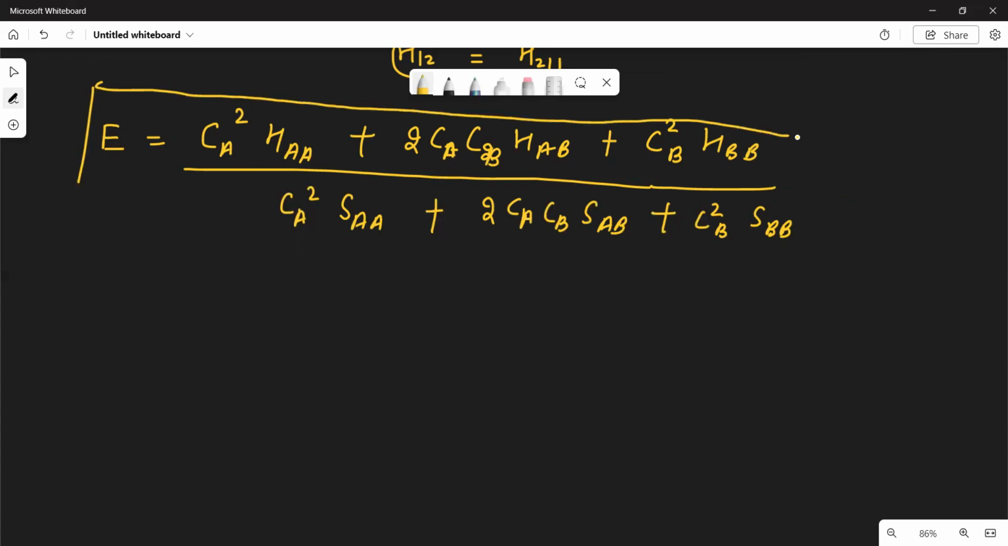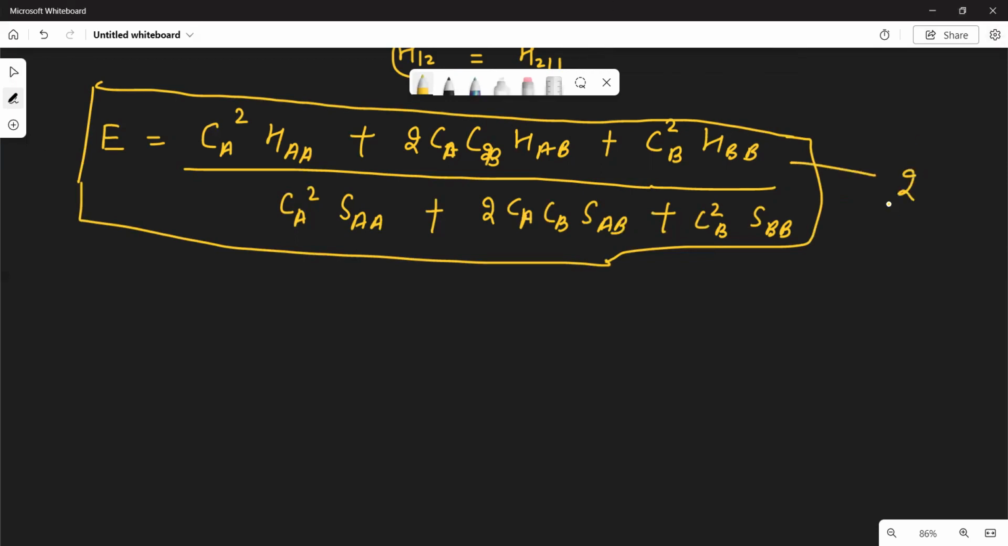Now, what is the next step in the variation principle? The next step is to find the differentiation, or variation, of energy with respect to these coefficients. You can mark this equation two. Now we will find ∂E/∂CA and ∂E/∂CB, and then we will put them equal to 0. After putting them equal to 0, we will get the value of energy. We will get two equations which can be written in the form of a determinant.